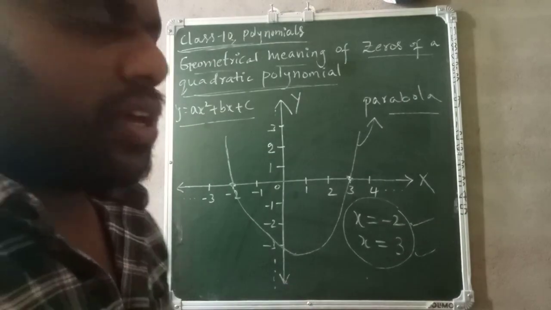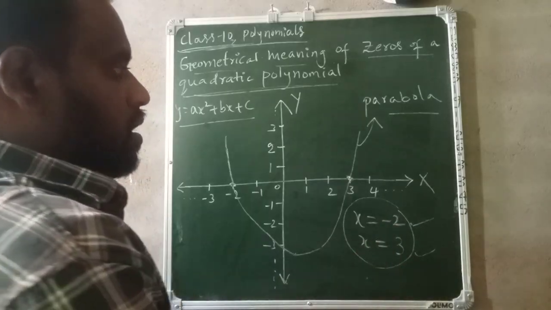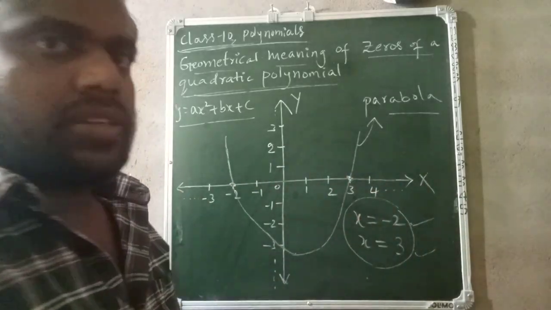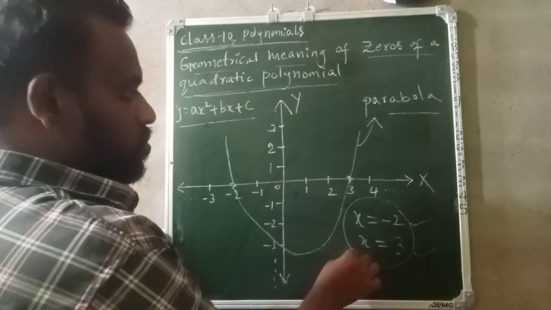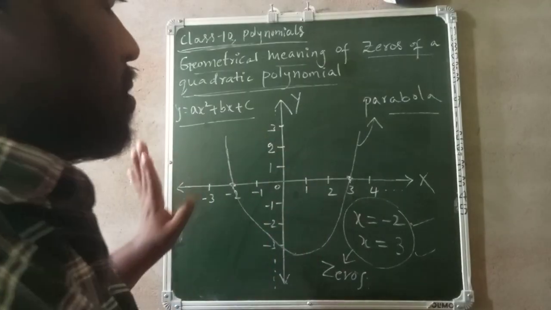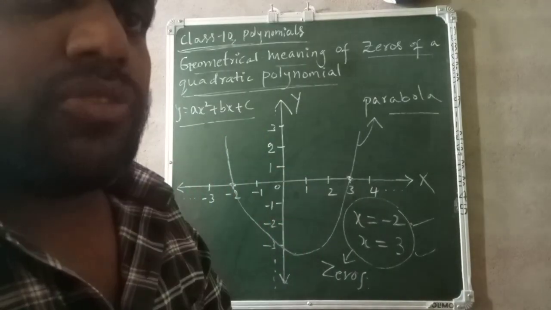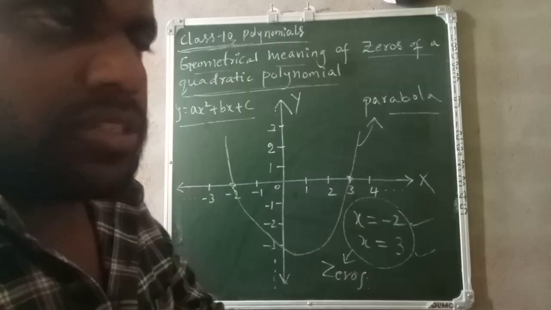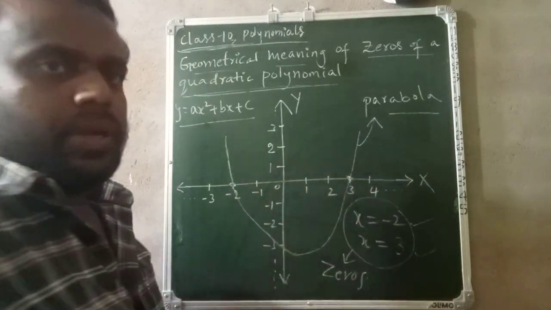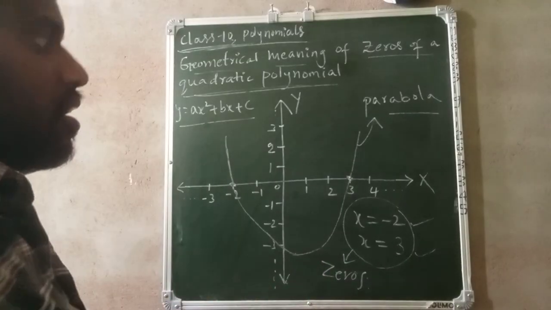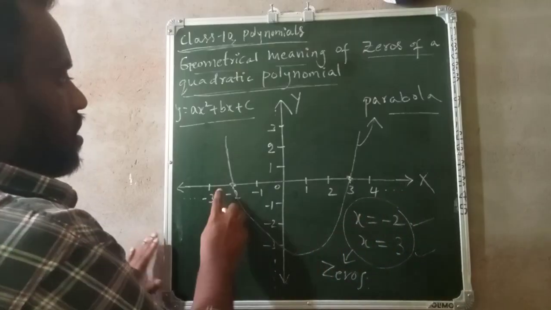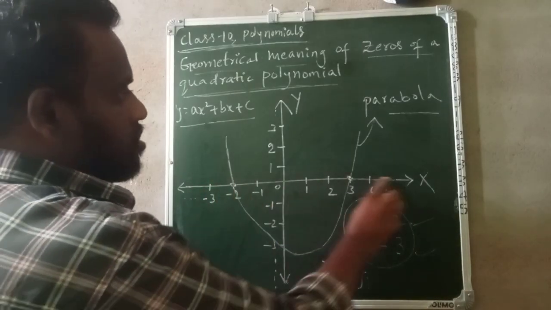In other words, I can say the values of x at which the curve cuts the x-axis are called zeros. So these are the zeros. In simple words, just remember, just see at which points the curve is cutting the x-axis. So those 2 points will be the zeros. Points means, remember, only x values. You have to consider the values on the x-axis only.